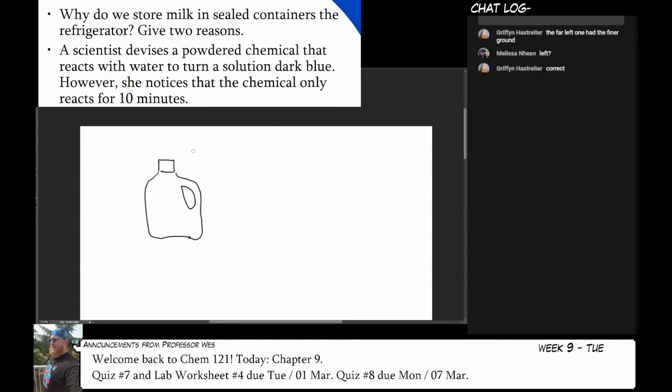Let's just do gray, because the surface could look gray. That's okay. Now, this right here, that I'm going to paint a faint purple, this is the headspace. The headspace is where oxygen can react with the milk. And that's going to be at the surface.